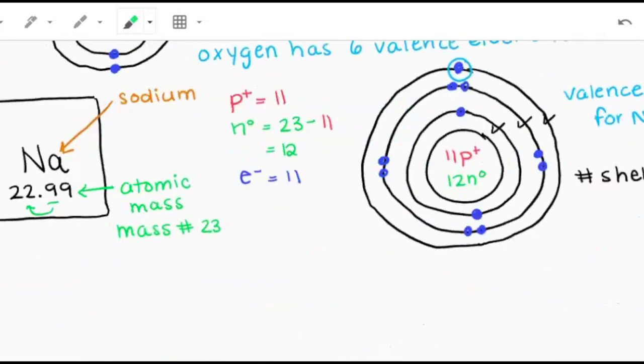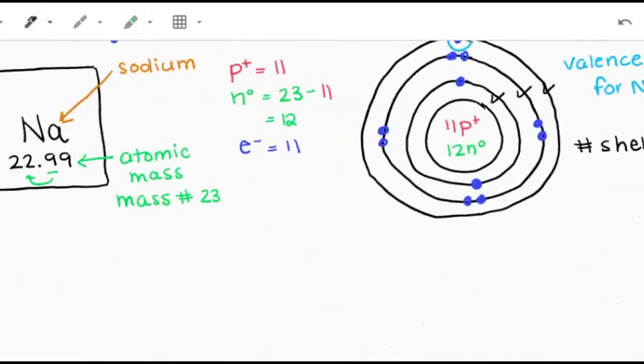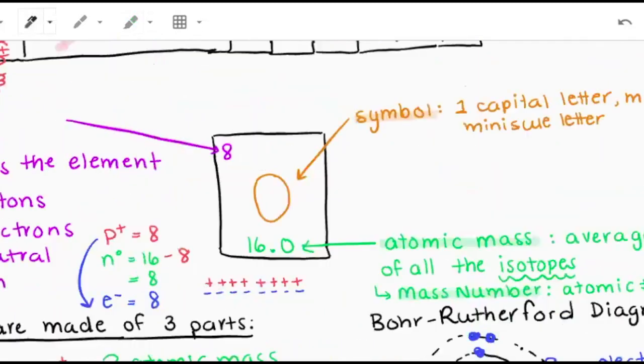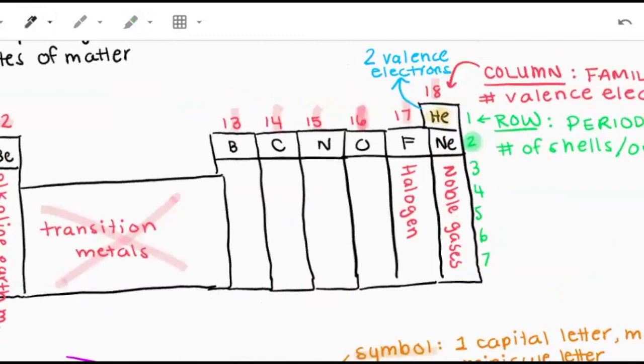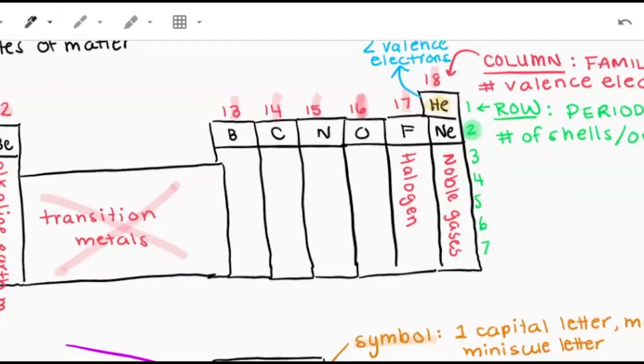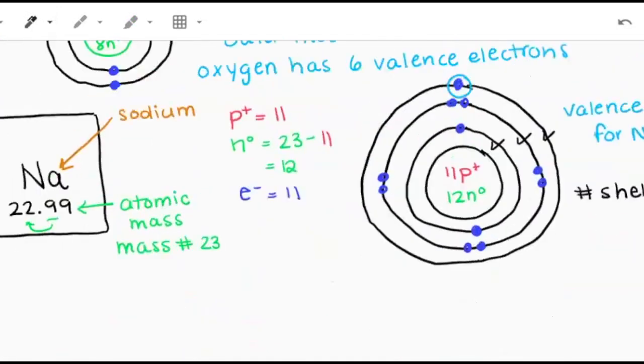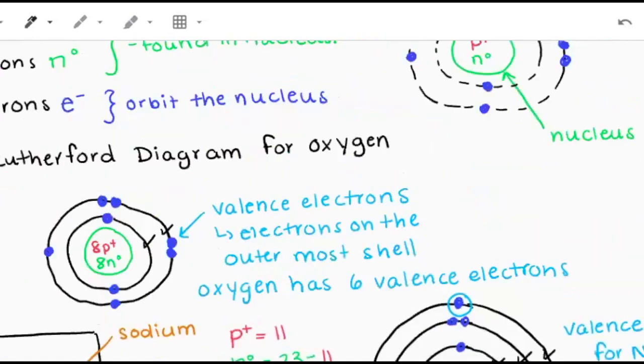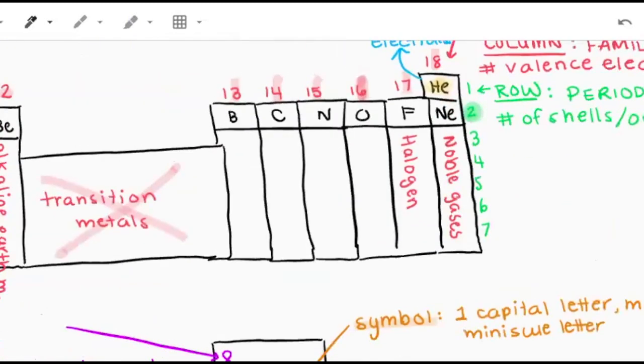Any questions about that? Yes, so if we look at a full periodic table, my sodium would be right here. And so sodium is in period 3. So yeah, we had 3 shells and it is in group 1. Yep, so one valence electron.